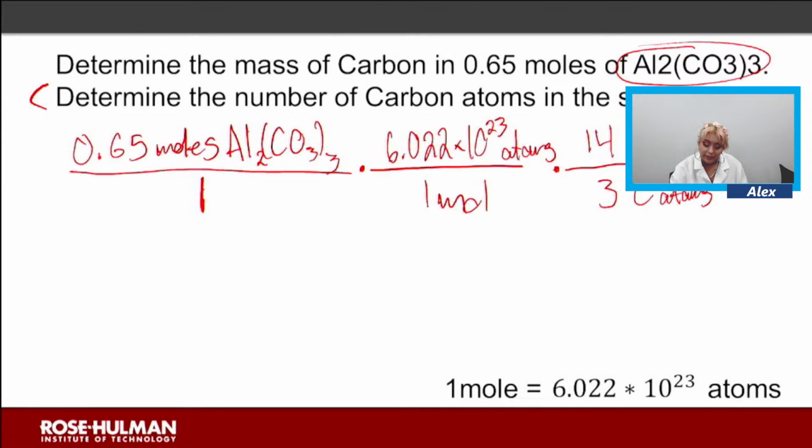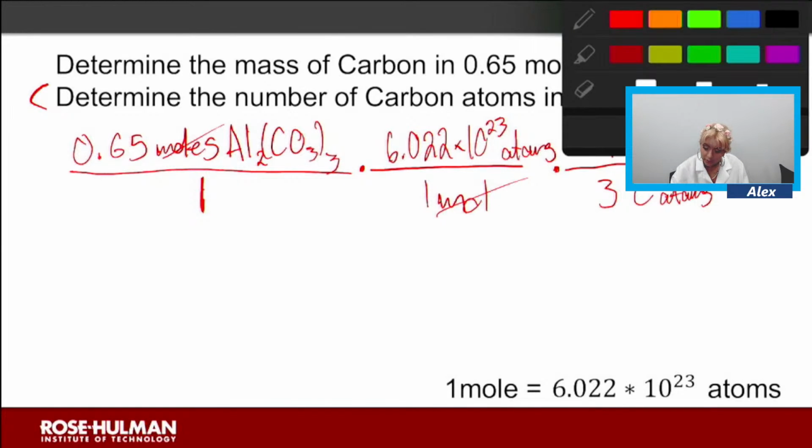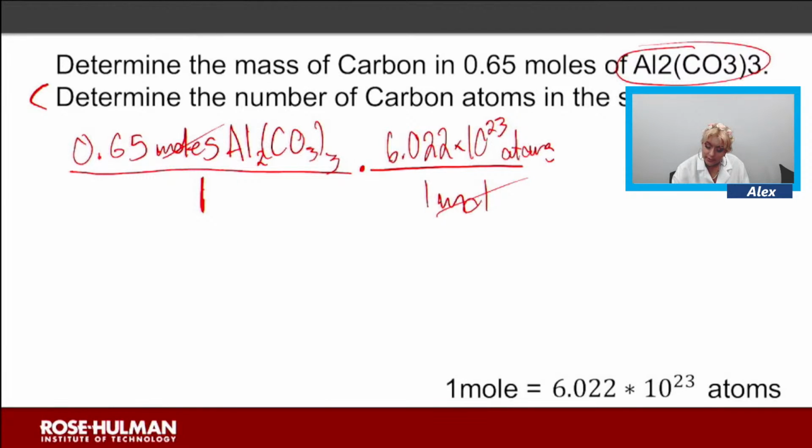Oh, I wrote this one upside down, because this is where you can do your quick sanity check. We get rid of moles, but instead of getting rid of the atoms, I accidentally wrote it upside down, and I'll fix that really quickly. We're not considering how many atoms there are per carbon atom, we want to know how many carbon atoms there are per molecule. So 14 atoms per 3 carbon atoms.